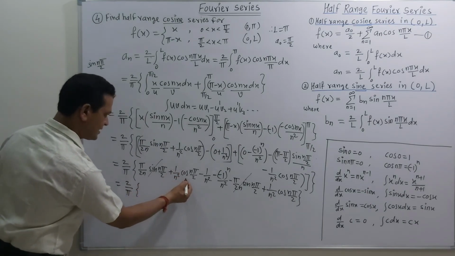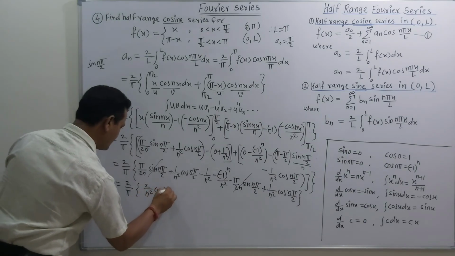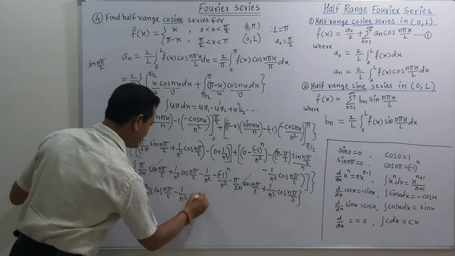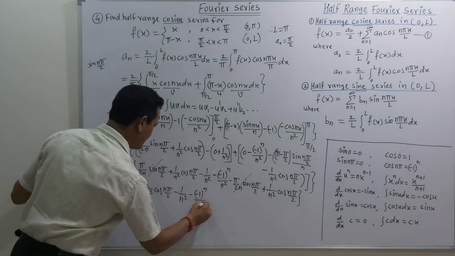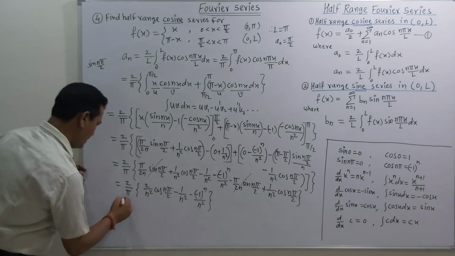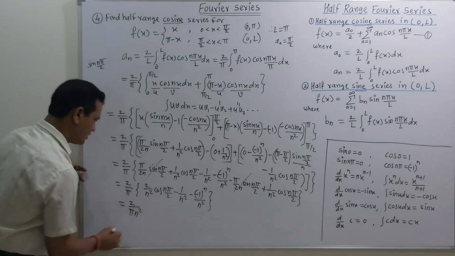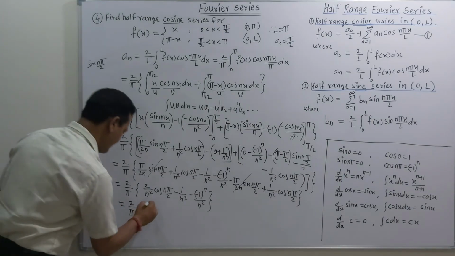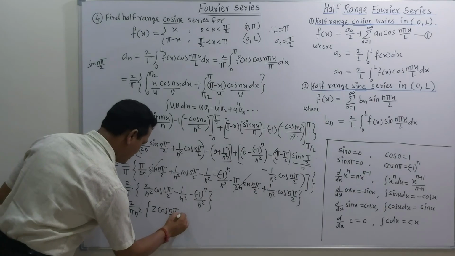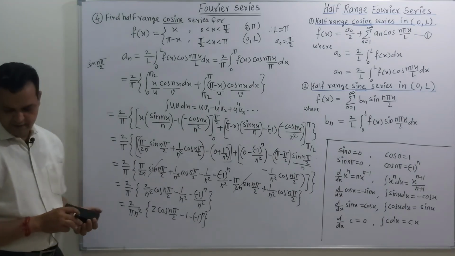Then this term and this term are the same. We write this as 2 upon n square into cos of n pi by 2 minus 1 upon n square minus 1 raised to n upon n square. So in this way we get the value of the second coefficient an, or it may be possible for us to take the term n square common. So we get this as 2 upon pi n square, then in the bracket we get 2 times cos of n pi by 2 minus 1 minus 1 raised to n. So this is the value of our second coefficient.